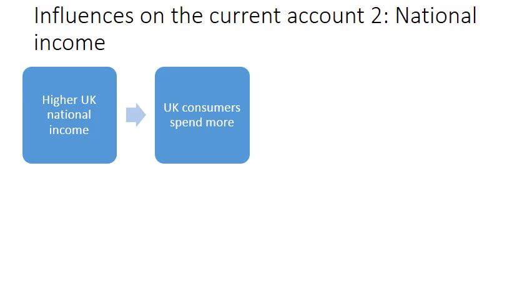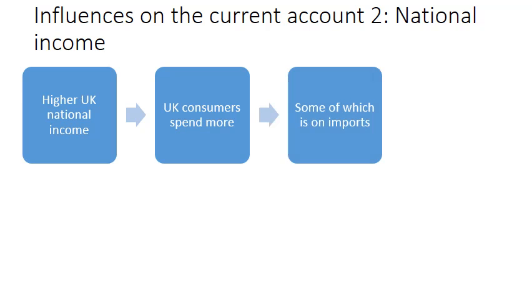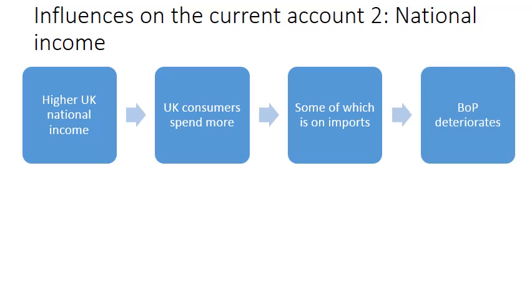Well, now that people have more money, of course, they spend some of it, and some of it is spent on imports. You start to buy goods that are produced in foreign countries, and as imports increase, X minus M becomes more negative, the balance of payments deteriorates, X minus M becoming more negative.